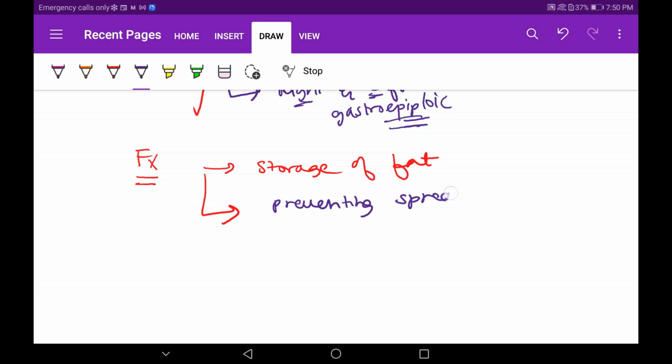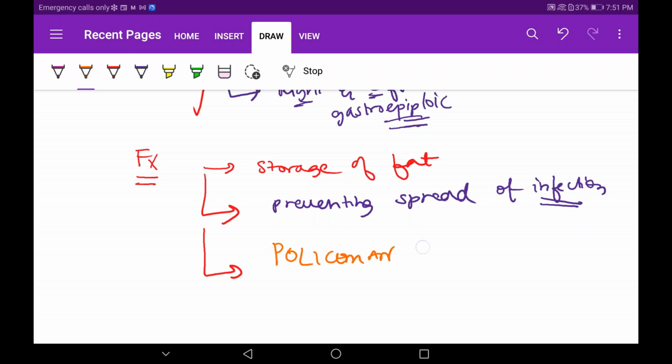Why? I have written above only. Because a lot of macrophages are present, right? Because of so many macrophages, whenever there's a foreign object, foreign body or foreign organism entering, macrophages will directly attack the organism, right? So many are present. Lastly, very important, write down: the greater omentum is known as the policeman of the abdomen.